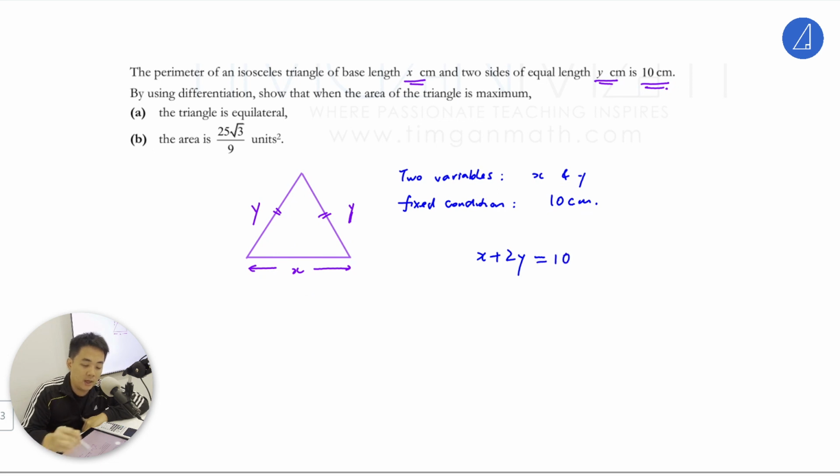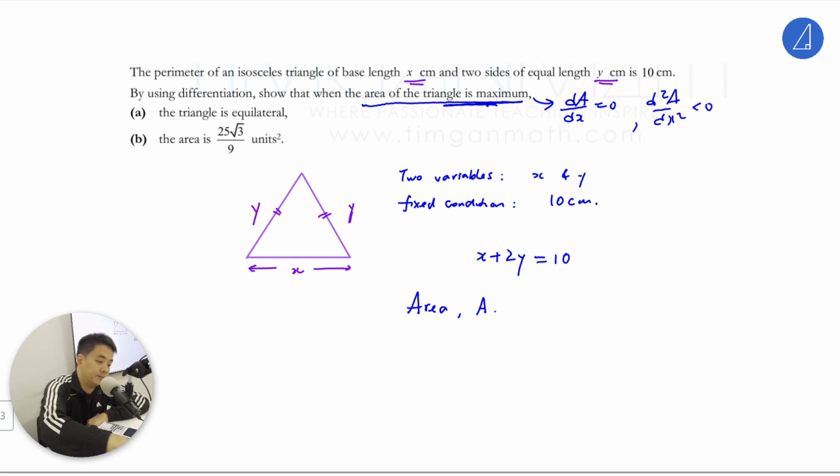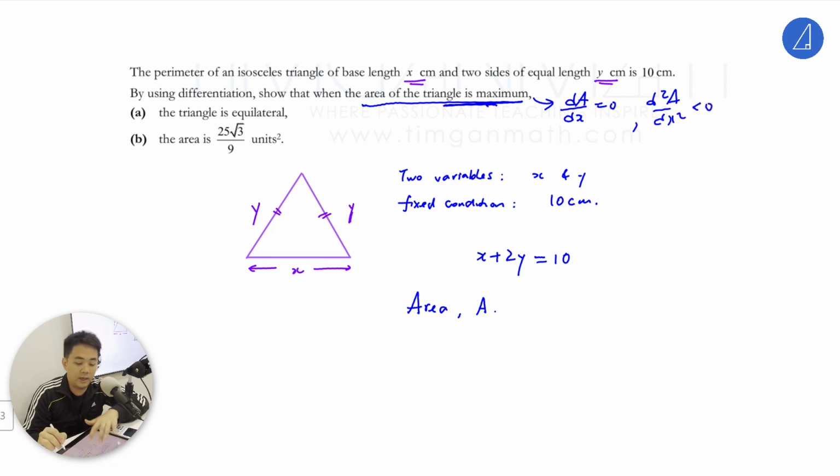So that when the area of the triangle is maximum, dA/dx or dA/dy, it doesn't matter. But you can also use dA/dy, not an issue. The maximum is where dA/dx is equal to 0, and d squared A/dx squared is less than 0. The triangle is equilateral. Okay, let's look at that.